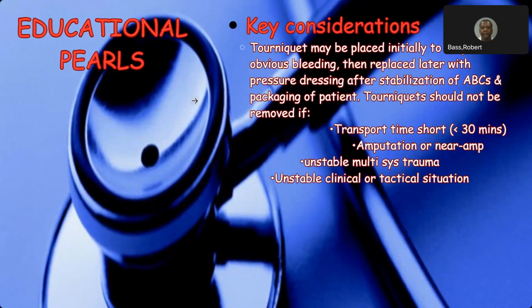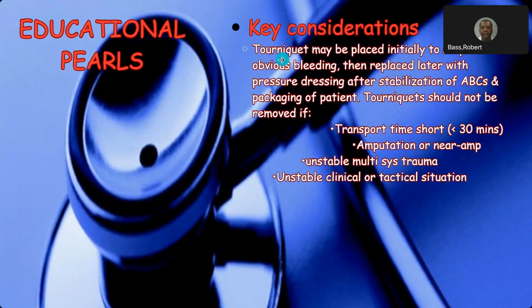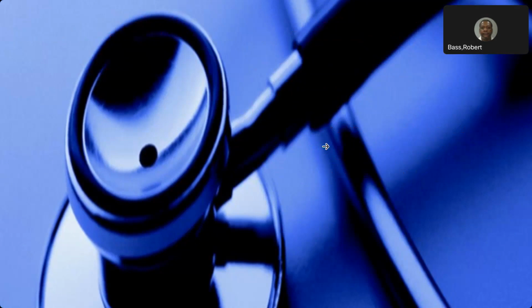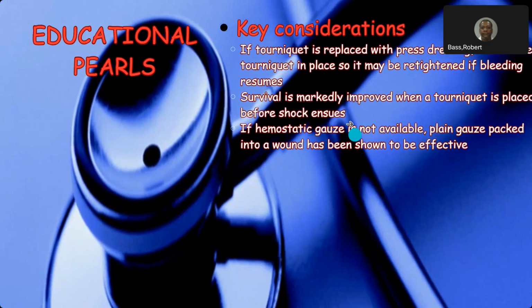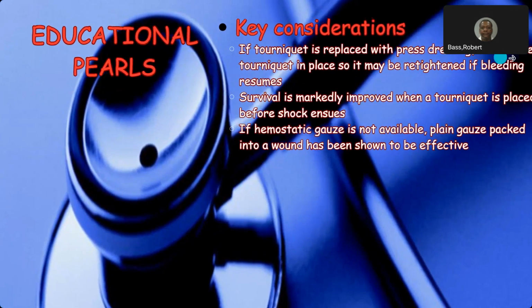Educational pearls to consider here. Tourniquets may be placed initially to stop bleeding. You may have to use multiple tourniquets. We don't want to remove that tourniquet once it has been in place. If the tourniquet is replaced with a pressure dressing, leave the loose tourniquet in place so it can be retightened if bleeding resumes. Utilize your hemostatic agents or gauze if it's available.